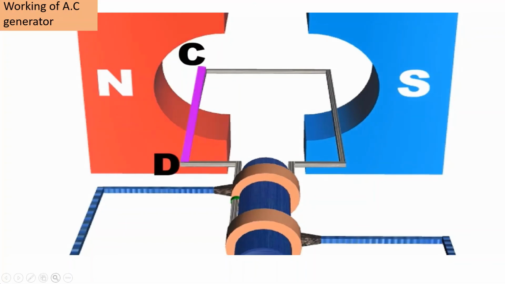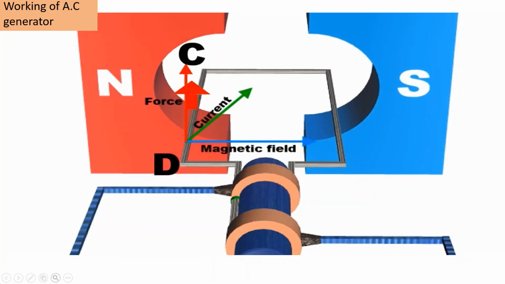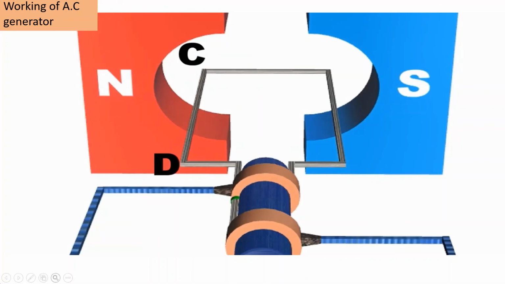Now at arm CD, the direction of force is up as the arm CD goes up after half rotation. The thumb points up, which is the direction of force. The forefinger points the direction of magnetic field, which is from north pole to south pole. And the middle finger shows the direction of current, which is from D to C. Thus, after half rotation, the current in the coil will follow the path D, C, B, A, which is from arm CD towards arm AB.